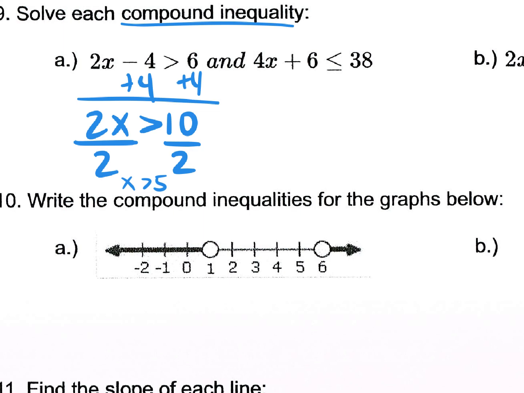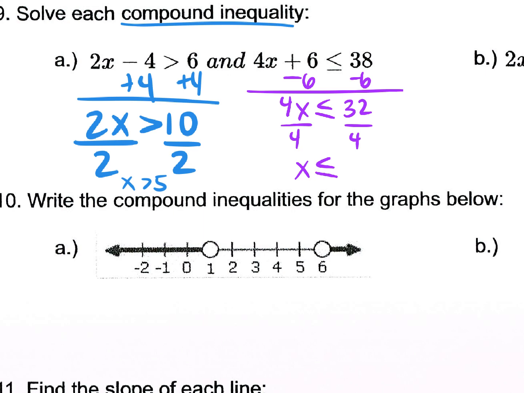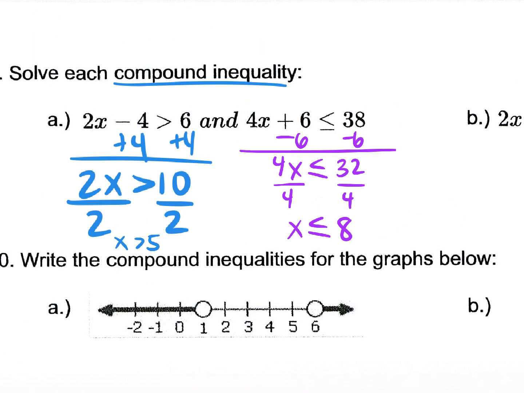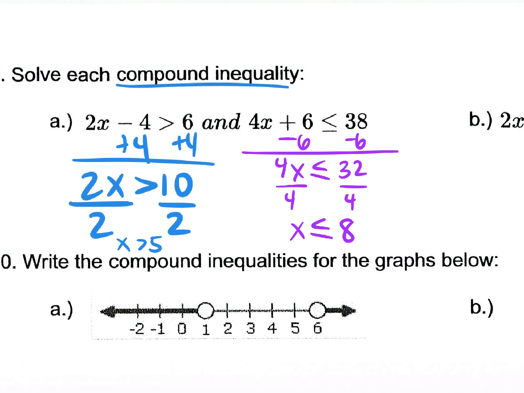The next one, we solve to get x by itself too, and then we're going to graph them together. So subtract 6 from both sides. We get 4x is less than or equal to 32. We divide both sides by 4. When we do that, we get x is less than 8. So like I said, all we have to do for compound inequalities is graph them both on the same number line. So I'm going to use this space right above this and put them both on the same number line.